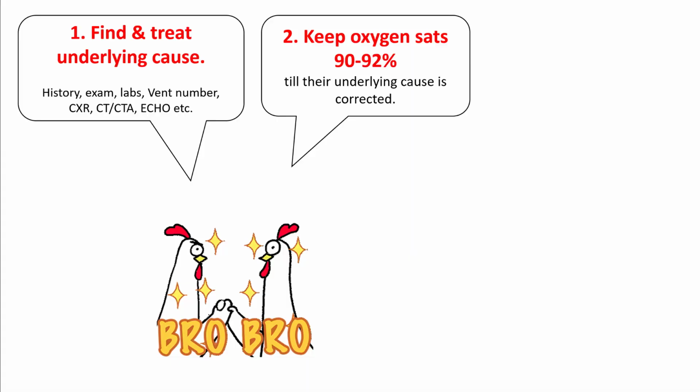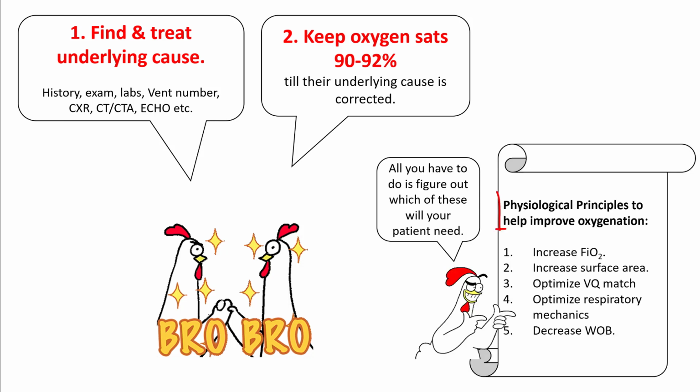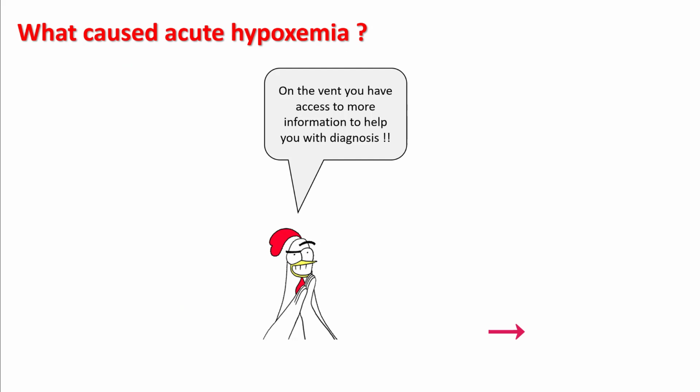The two steps in managing this patient are: step 1, finding and treating the underlying cause, and step 2, keeping the oxygen sats 90 to 92% until the underlying cause is corrected. We look at 5 physiological principles to help improve oxygenation, and these are increasing FiO2, increasing surface area, optimizing VQ match, optimizing respiratory mechanics, and decreasing work of breathing.